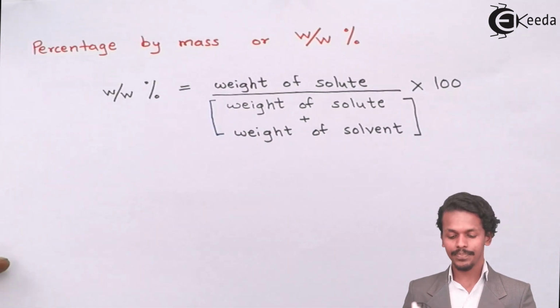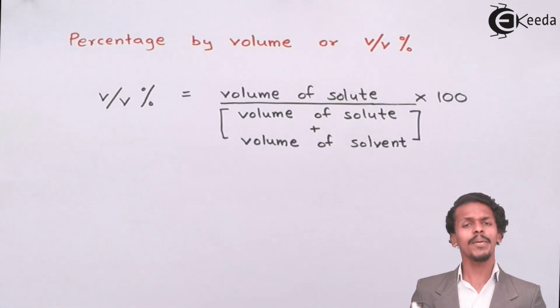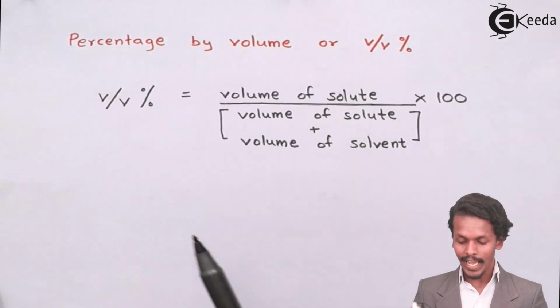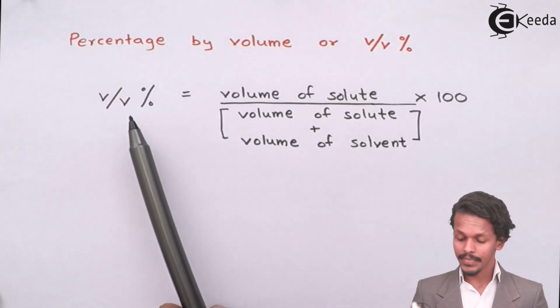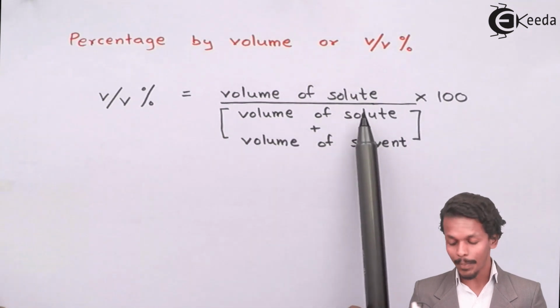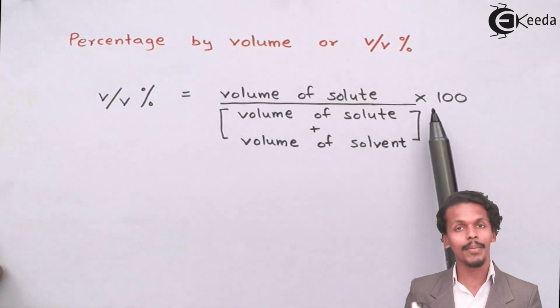The next one is percentage by volume. It is the same as percentage by mass, only the difference is that instead of weight we take volume as the parameter. So percentage by volume is nothing but volume of solute divided by volume of solute plus volume of solvent, which makes the total volume of solution, multiplied by 100.